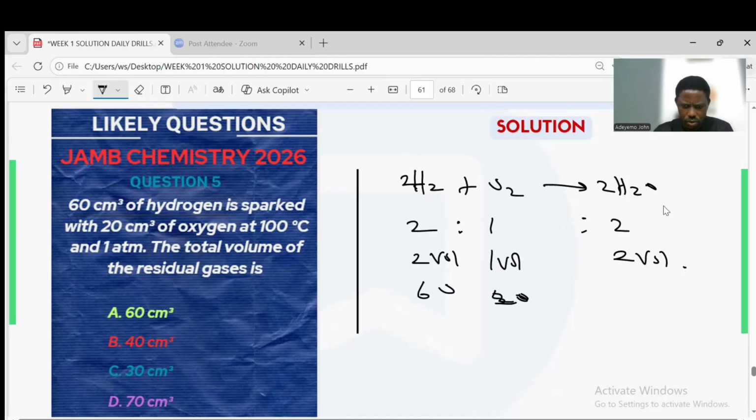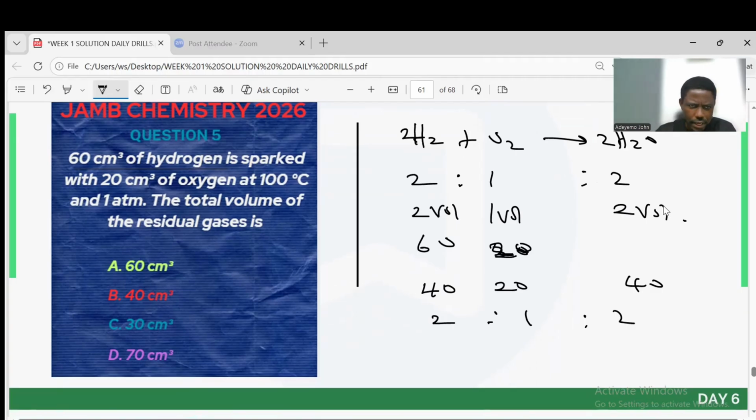So what do we do with 60 and 20? Remember, it must be 2:1. 40 of this will be used and 20 of this will be used, and 40 of this will be formed. So for us to have 2:1:2. I hope you got that.